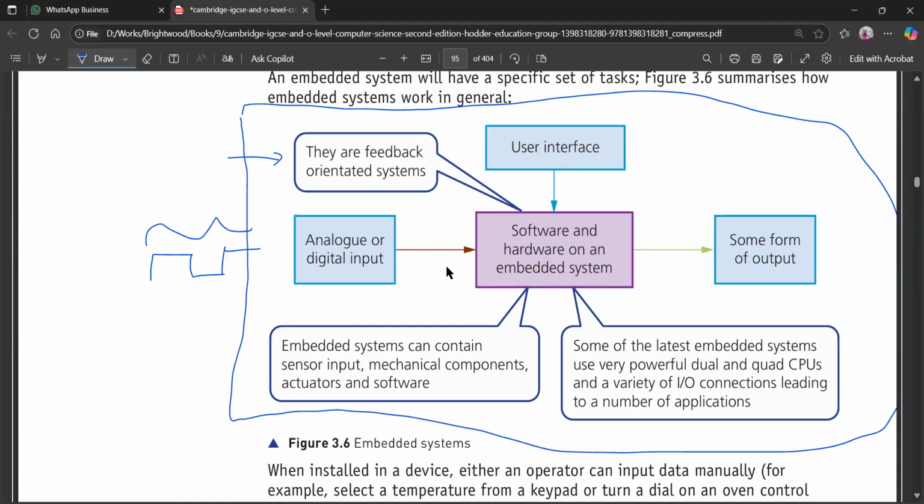Can you please write this down, sir? Okay, take your time, it's fine. Can you please write down this figure? These are the main things that should be followed with the embedded system. Okay, write it down. Yes, write.